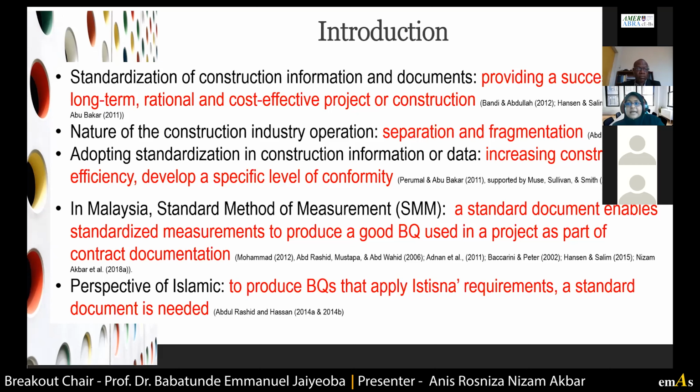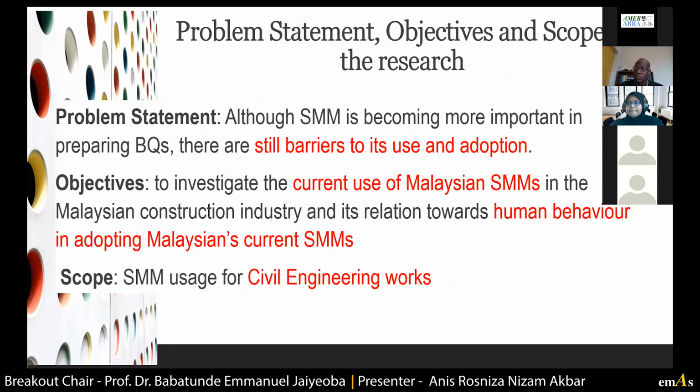Then they discuss the validity of an istisna contract, which will be achieved by knowing the nature, quality, quantity, and the description of the asset to be manufactured before entering into the contract. It seems that satisfying this condition can be fixed using BQs. Therefore, to produce a BQ that applies the istisna requirement, a standard document is needed. Next, the discussion above portrays the importance of BQ being underpinned by one standard document in preparing a BQ that will form a part of the procurement or contract document.